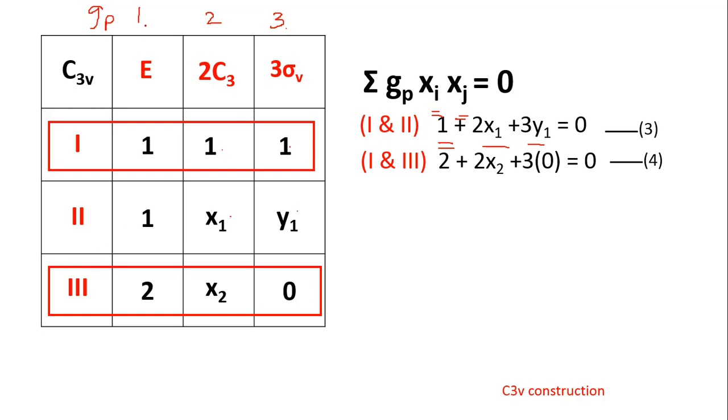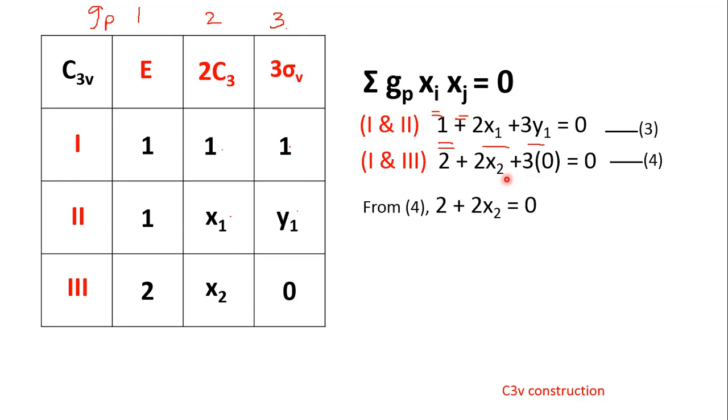First term for the class E, gp is 1. So 1 into 1 into 2, and you get it as 2. For the C3 class, 2 into 1 into x2, 2x2. And for the sigma v class, we get 3 into 1 into 0. 3 into 0 is 0. So we get 2 plus 2x2 equal to 0. Take 2 to the other side, we get 2x2 equal to minus 2 and x2 equal to minus 1.